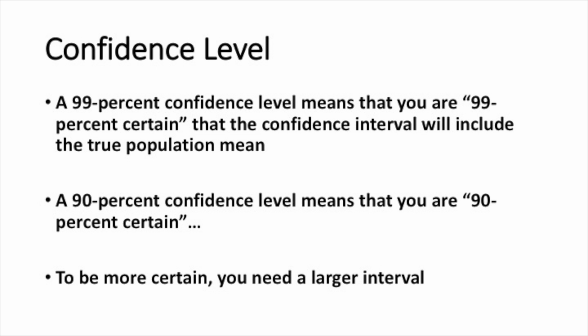So the confidence level is something you set as a researcher, or maybe if you're working for a research team, maybe your boss or somebody else on the team sets a confidence level. If you're doing a 99% confidence level, that means that you're 99% certain that the confidence interval will include the true population mean. Let's say you do a 90% confidence level, then you're only 90% certain that the confidence interval that you calculate will include the true population mean.